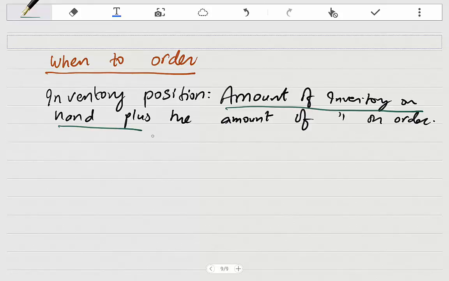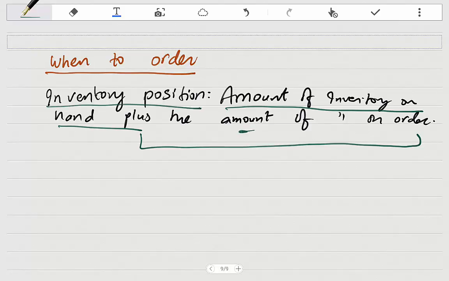The second part comes into play in certain scenarios. The scenario is you have a huge lead time and you already placed an order and the inventory is on its way. We count it under our inventory position. But for most cases, this part doesn't really come into play. This takes us to another term we need to understand, the lead time.